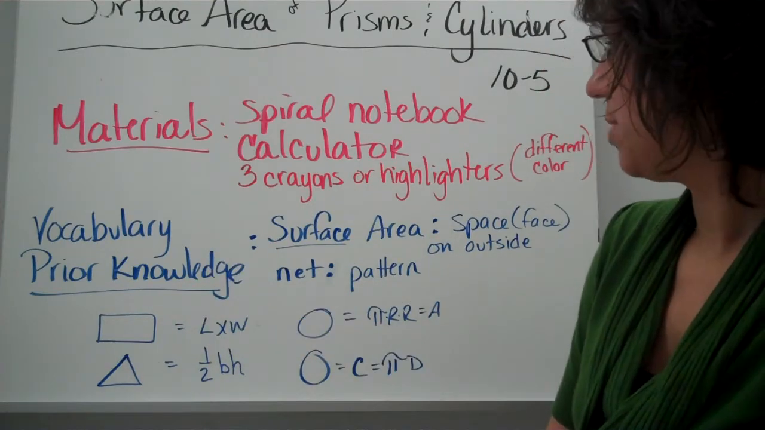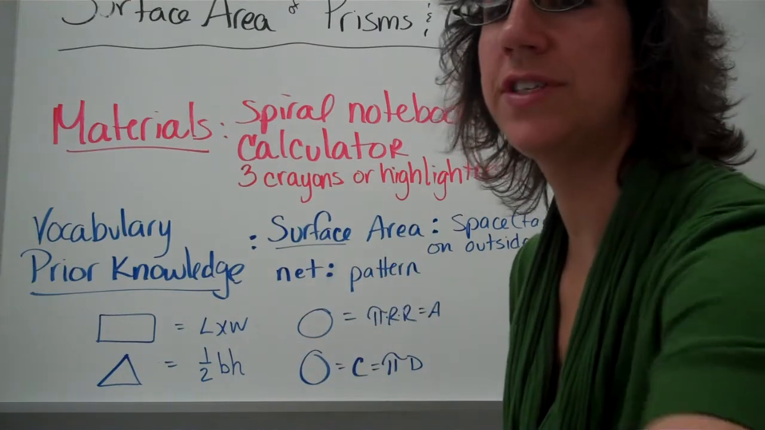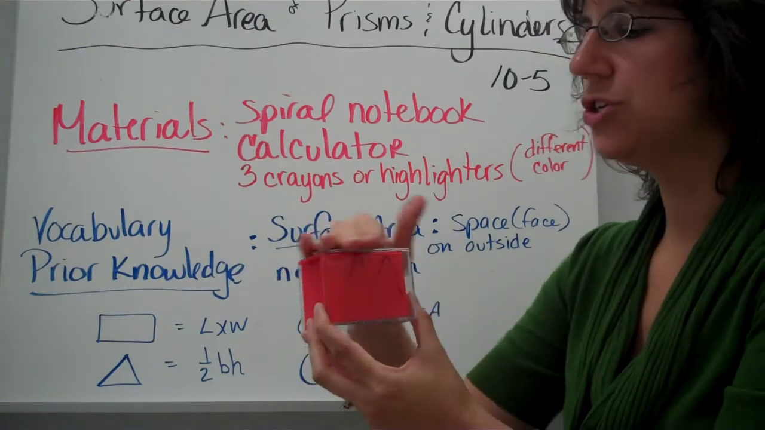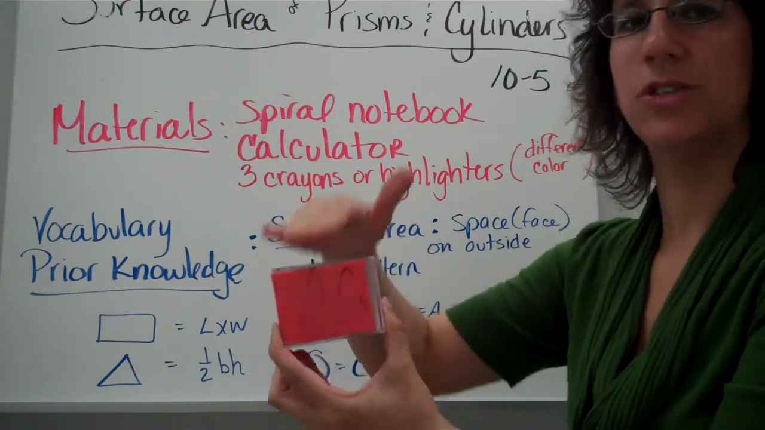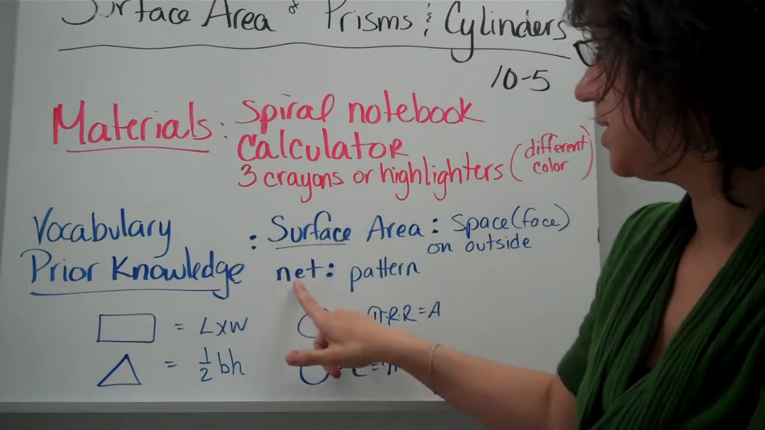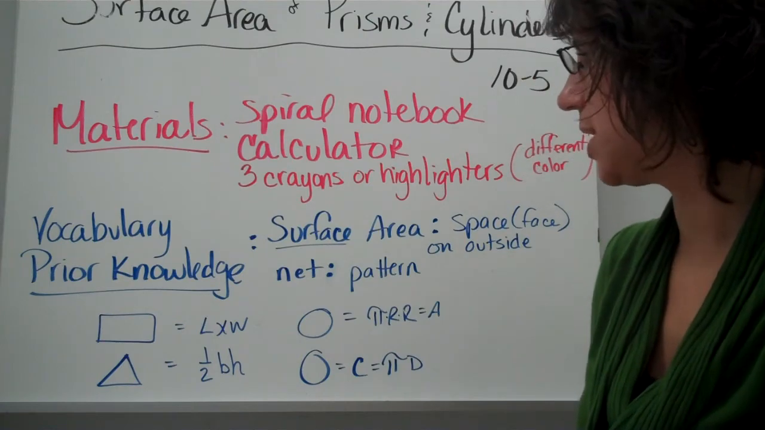Prior knowledge, some things that you absolutely have to know. Surface area, what is that? Surface area is going to be the space all the way around the shape. Surface meaning this is a flat surface, flat surface, flat surface, shape all the way around. And a net, of course, is the pattern that helps you create that three-dimensional shape.